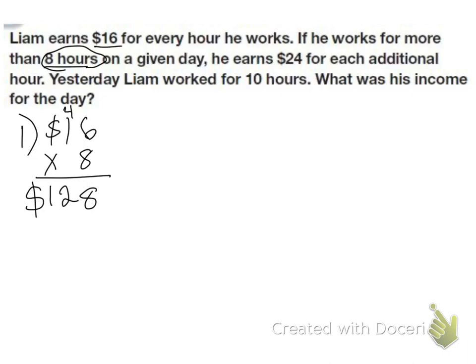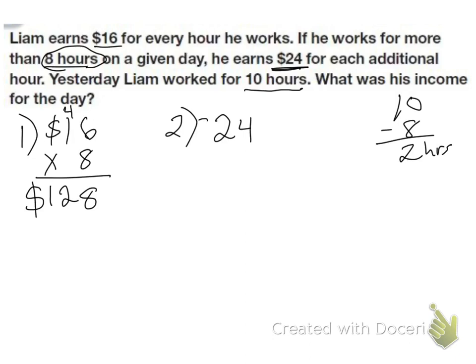Okay, so we know he works 10 hours total. So 10 hours minus the 8 hours equals 2 hours that he gets at the additional $24. So part 2 is I would find $24 times the 2 hours he worked above that 8 hours. So 24 times 2 is 48.